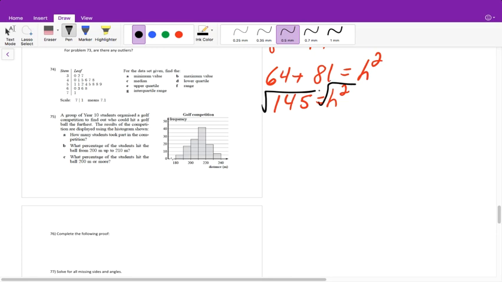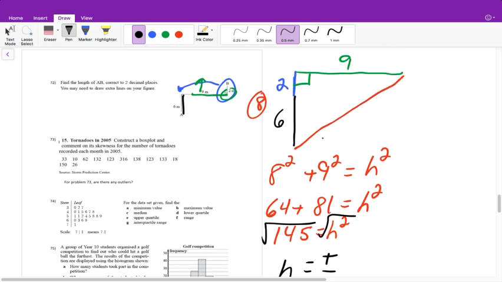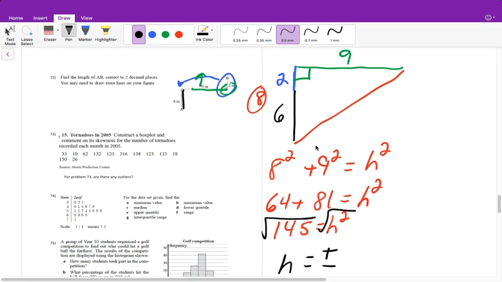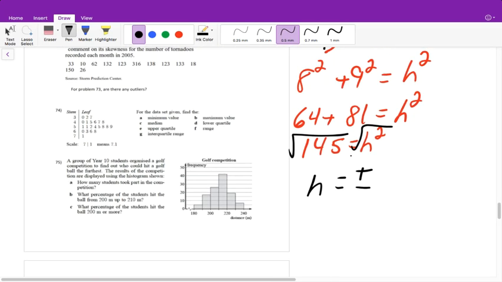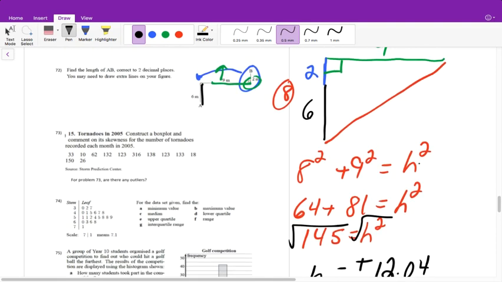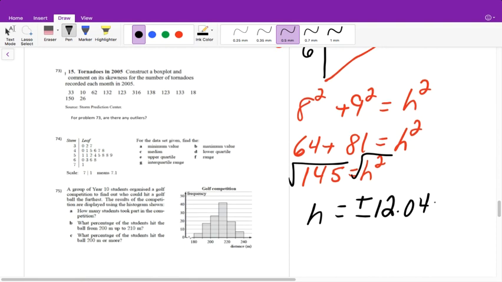So h is then equal to... it asks us to round, I believe, to the second decimal. Round to 2 decimal places. So h is then equal to plus or minus 12.04, and it is meters, so h is equal to plus or minus 12.04 meters. We reject the negative, so our hypotenuse, or the distance between A and B, is simply 12.04 meters.